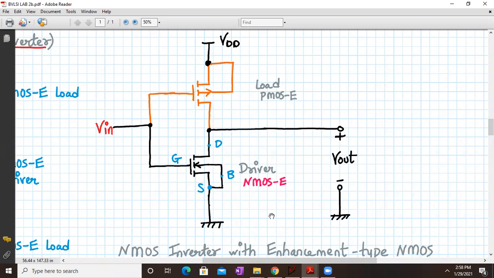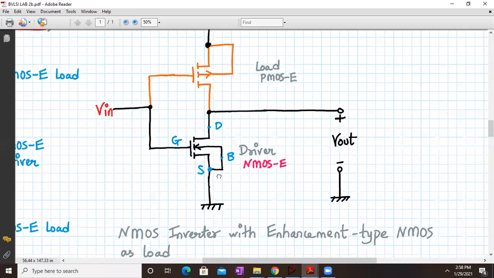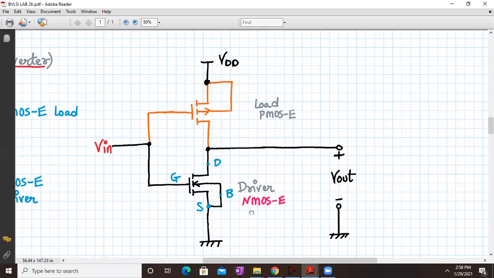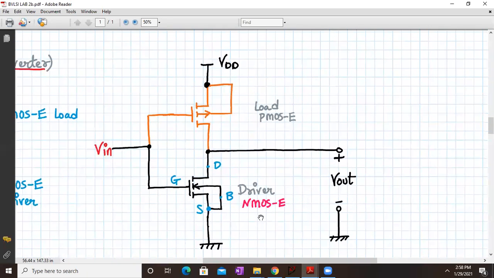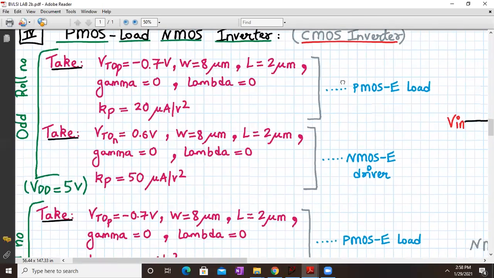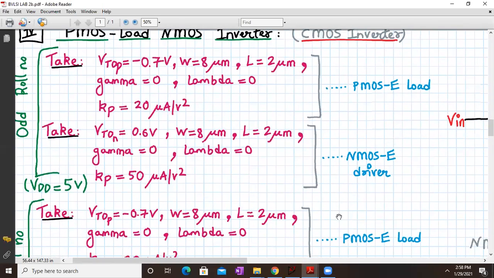So this is my CMOS inverter, and the output terminal is taken from both the drain terminals. This is the drain terminal for the PMOS, and this is the drain terminal for the NMOS. So both are tied together, and we check the output over here. Okay, so this is called an inverter with enhancement type PMOS as a load. By mistake I've written here NMOS. This is PMOS as a load, or it is also called a CMOS inverter, complementary MOS transistor, CMOS inverter. Okay, so over here they have given the values of the PMOS enhancement and PMOS load.